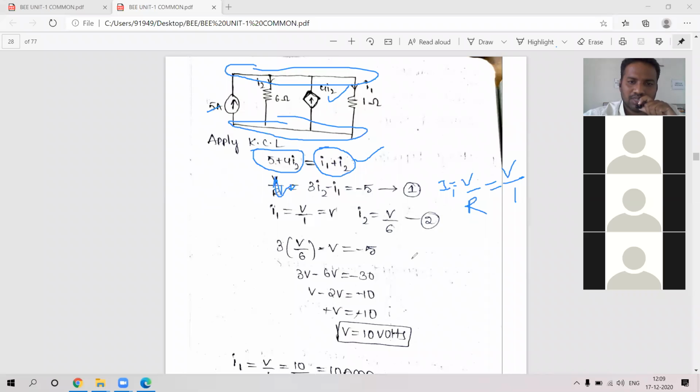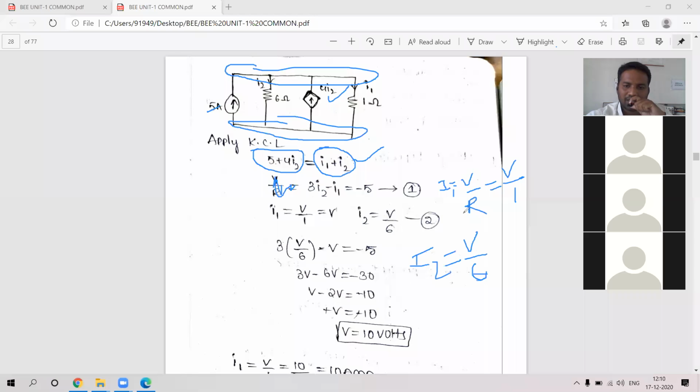And let me check I2. Similarly, I can write I2 is equal to the same voltage V by R, and the R value is 6. So I got the two equations. Equation 1: 3i2 minus i1 is equal to minus 5. And this is equation number 2.